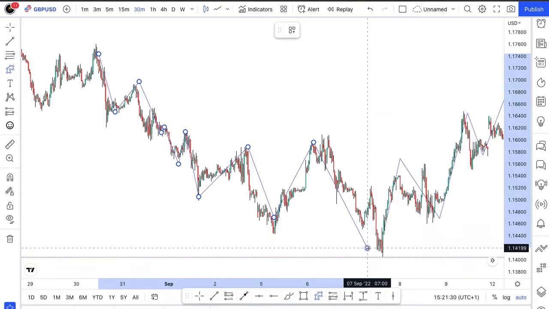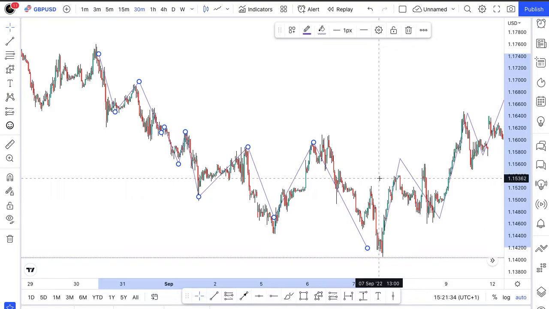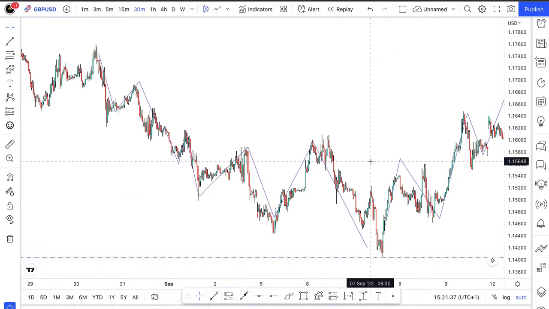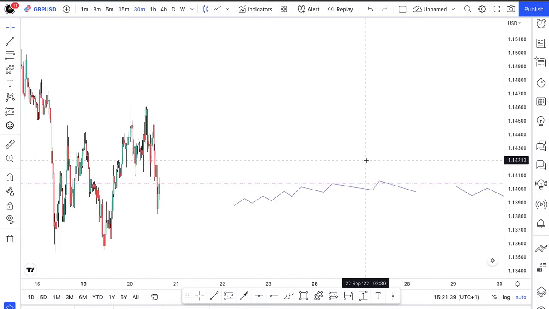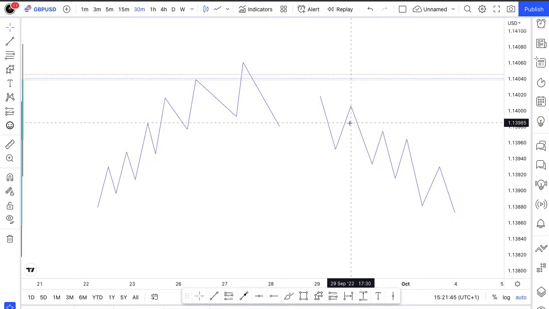Okay, so by now I believe you already know how to spot a trend, how to actually identify a trending market. I believe you already know that. So the next concept which you must know is understanding support and resistance.